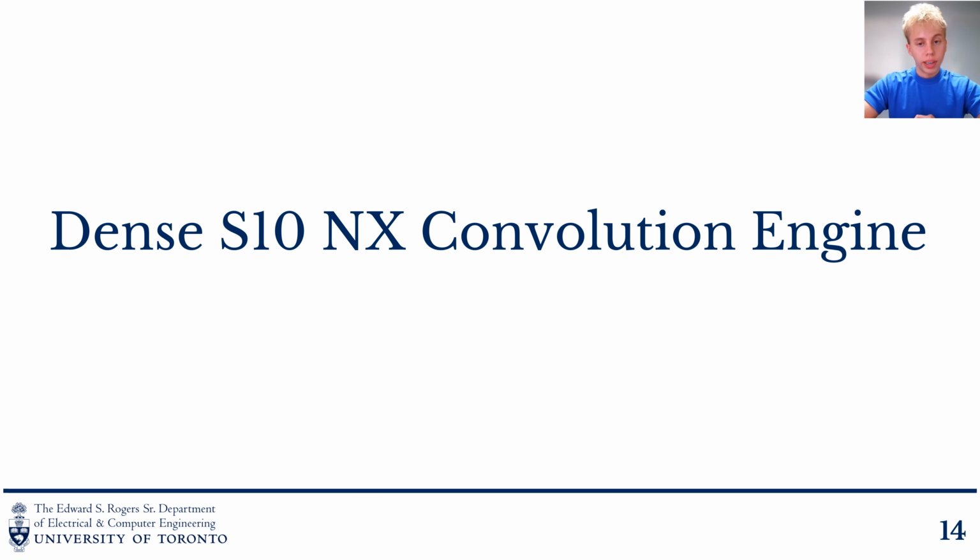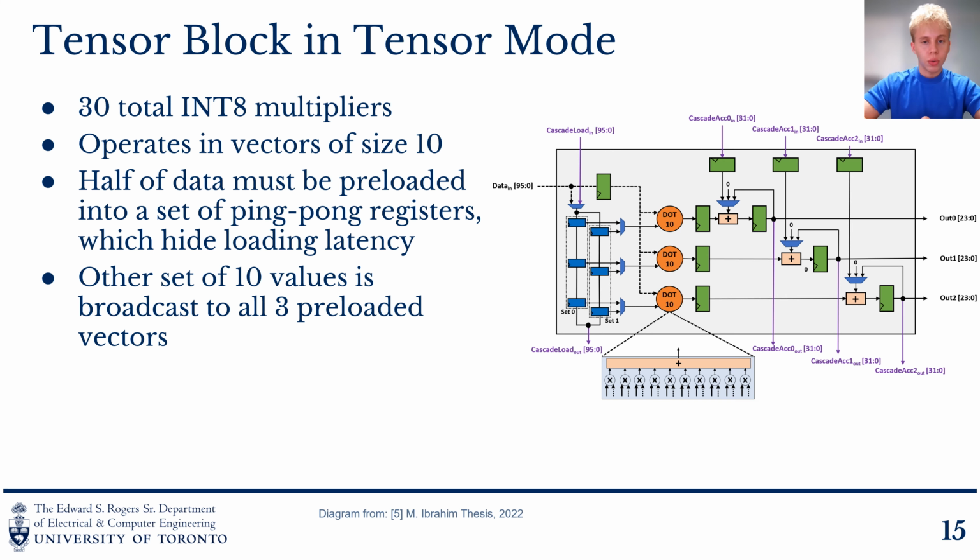Next, I'll cover our dense convolution engine. Our dense convolution engine doesn't take advantage of sparsity, but it's able to use tensor mode. Tensor mode has 30 total int8 multipliers, but we operate in vectors of size 10. And this is also why we can't take advantage of regular sparsity. Our sparsity would need to be in blocks of size 10. And what we found in our work was that this type of sparsity was hard to exploit. You would need a special training process, which was sort of outside the scope of this work.